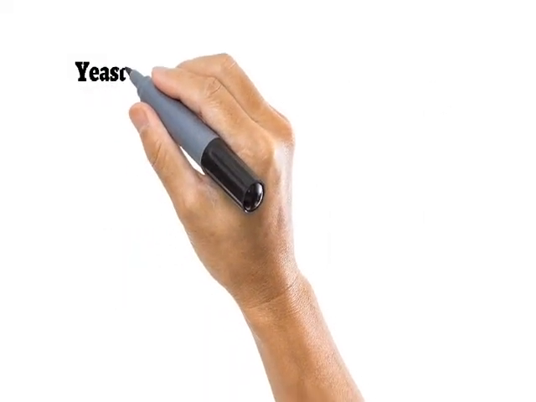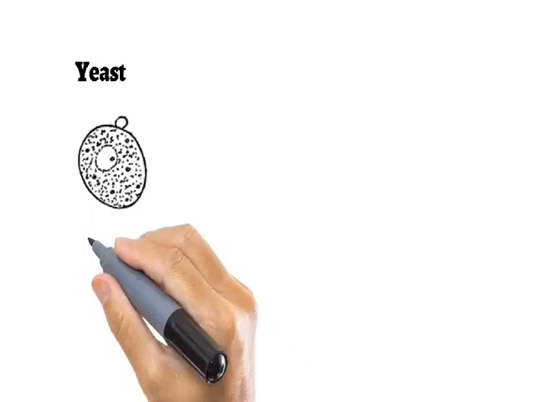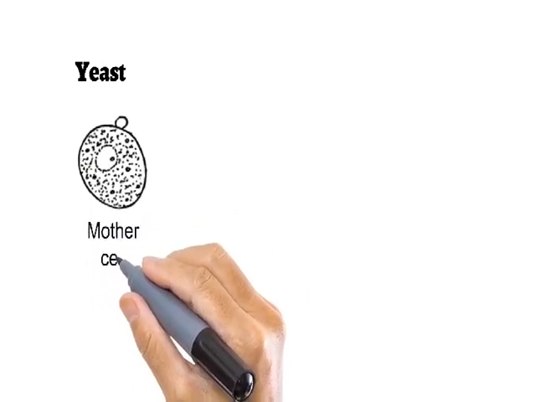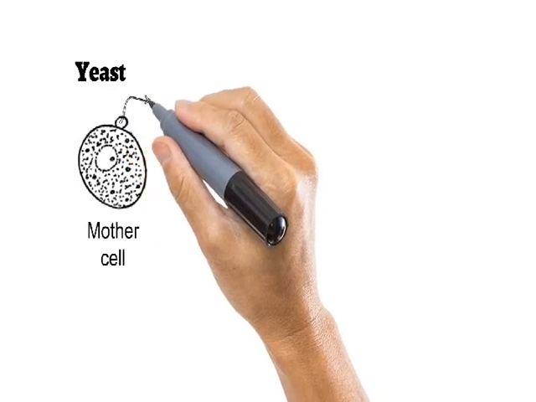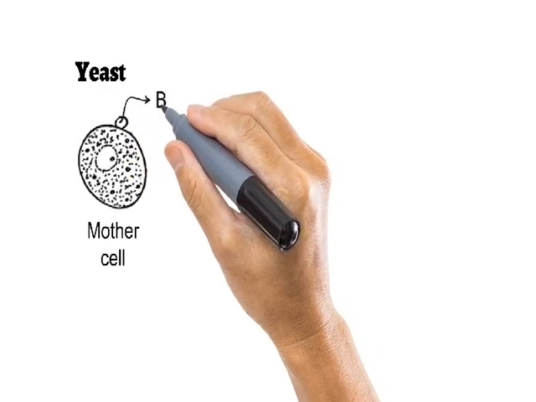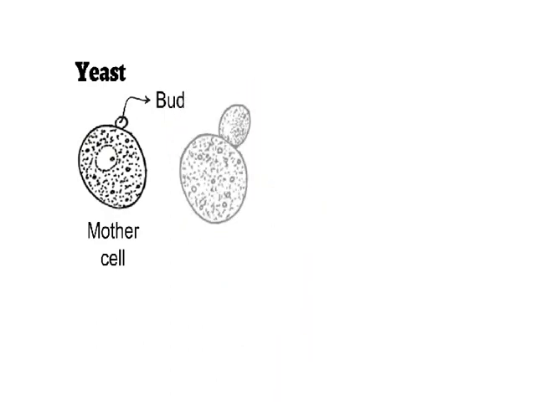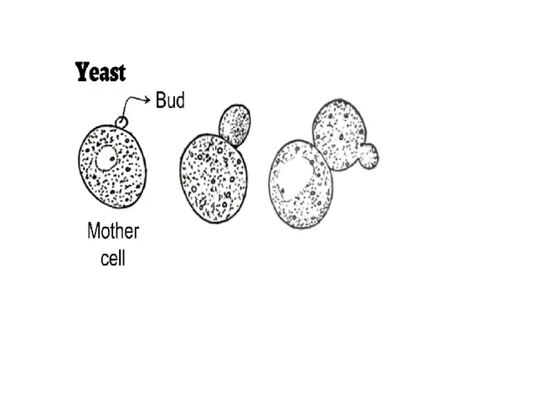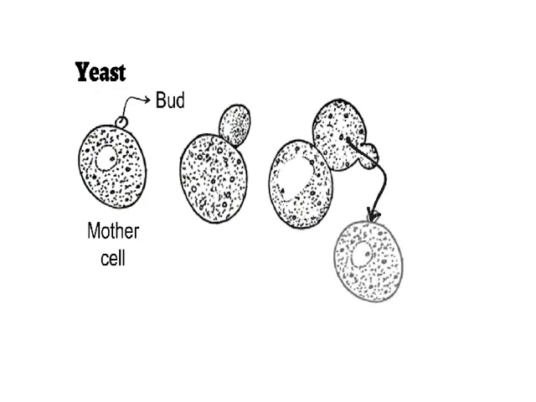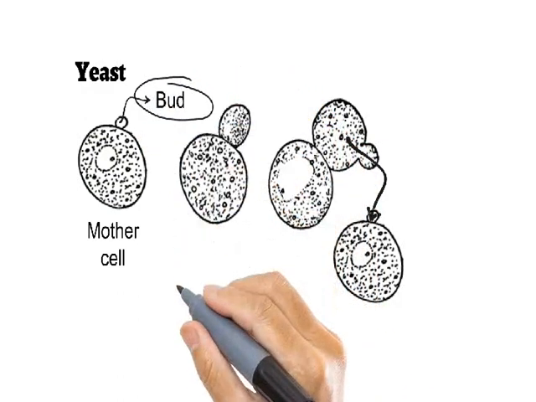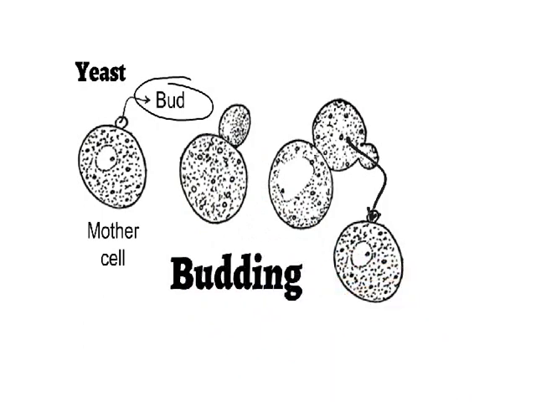Yeast also reproduces by the same mechanism, by cell division, but in this case the mechanism is a little different. The original cell or the mother cell which is going to divide first produces a small cell which remains attached to its body. This small cell is called the bud. Gradually this bud increases in size, and finally it gets detached from the mother cell. So since the new cell arises in the form of a bud, the process is called budding.